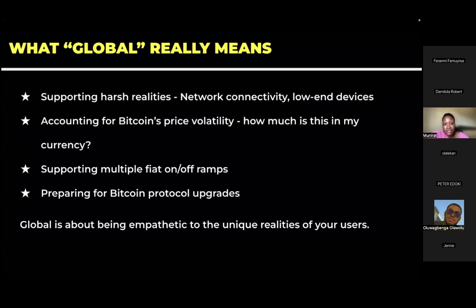But I'm a Nigerian. I'm a Kenyan. All my life, the currency I know about is my own Kenya shilling. It's my own naira. It's my own Ghana cedis. It's my own rands. And then you are telling me about Bitcoin. Okay, fine, I'll use it. But how much is it in my currency? Let me know how rich I am.